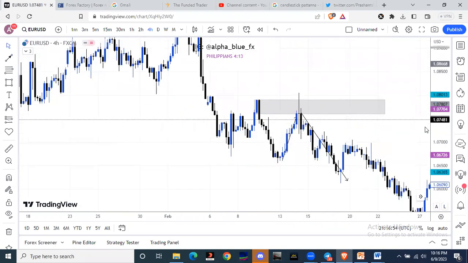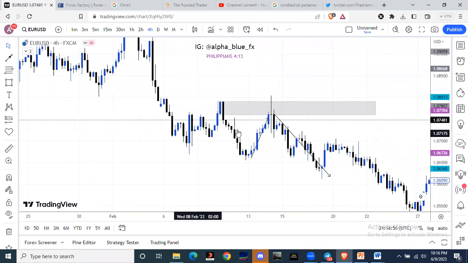So when we got this other block, next thing, price came back to it and then gave us an indecision candle like this. So when you see something like this, it's a good sign for you to reverse. The price wants to reverse. So of course, price reversed and continued going to the downside.